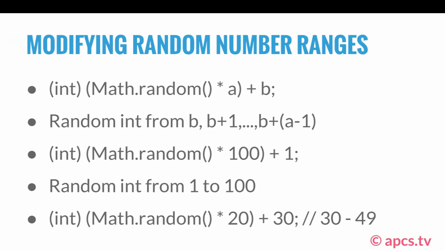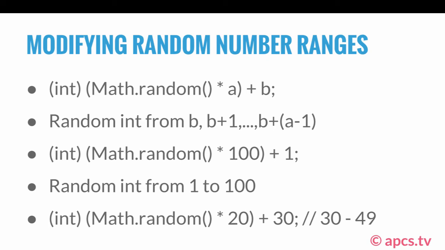So if we go int math.random times 100 plus 1, we'll get a random integer from 1 to 100, because as we know, these random integers are going to start being generated from b, and in this case b is 1, so it's going to be 1, 2, 3, all the way till b plus a minus 1. So a minus 1 is 100 minus 1, which is 99. And b is 1. So 1 plus 99 equals 100. So the random integers will range from 1 to 100.